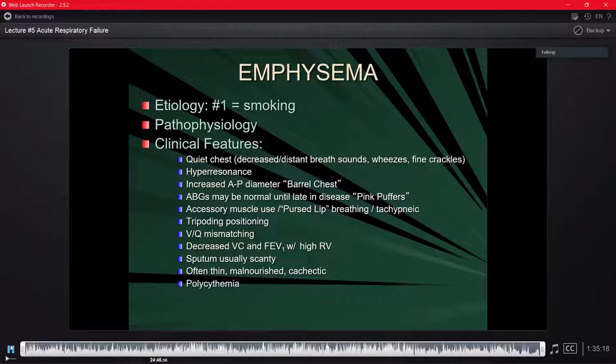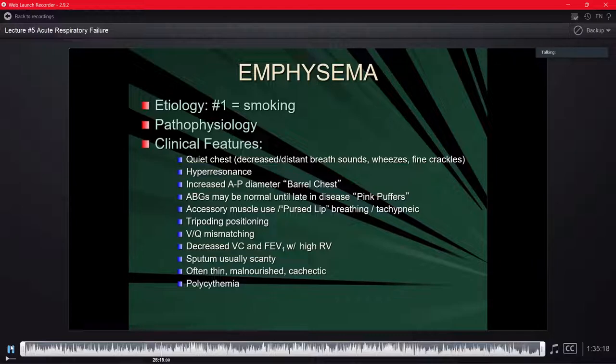Clinical features, quiet chest. It really does sound like your breath sounds are very far away when you auscultate them. And you can hear a variety of breath sounds because the airway is pretty upset. And typically, by the way, it's not too often you don't see emphysema with some kind of bronchitis in the history or in the current. So that's also a thing. But anyway, we can hear wheezes, crackles, and fine crackles because fluid retention's a thing. Sounds like the lung sounds are very far away or even diminished. They have hyperresonance when you're going to percuss.